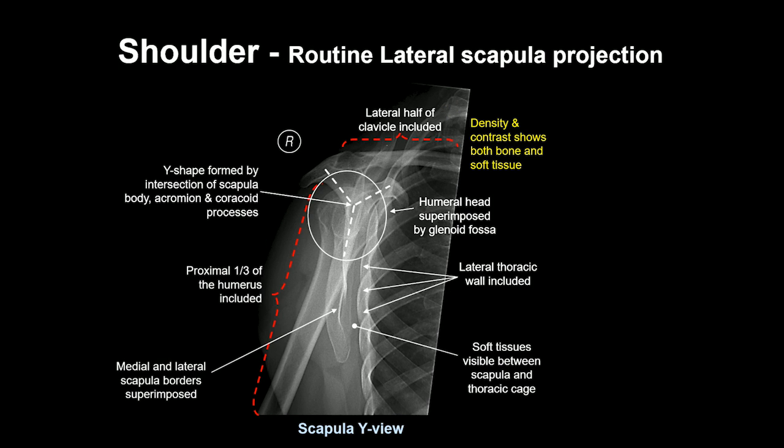So the routine lateral view of the shoulder. The lateral half of the clavicle should be included. You should include the proximal third of the humerus, and the medial and lateral scapular borders should be superimposed, and the humeral head is superimposed by the glenoid fossa, and the lateral thorax should be included as well. There should be soft tissue visible between the scapula and the thoracic cage. The Y shape is formed by the intersection of the scapular body, the acromion, and the coracoid process.